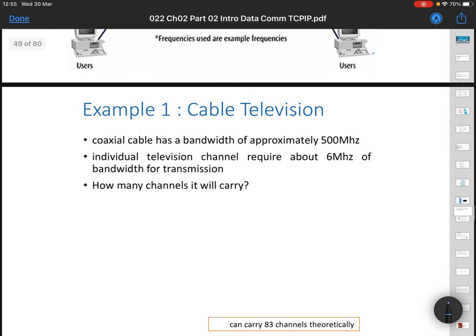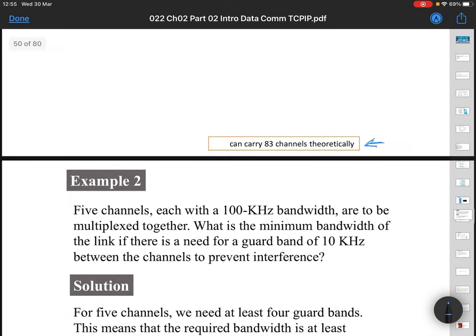Okay. Example 1, cable TV. Coaxial cable has a bandwidth of approximately 500 megahertz. Individual television channel requires about 6 megahertz of bandwidth for transmission. How many channels will it carry? Okay. So, this is the answer. So, you just divide this one. So, it can carry approximately 83 channels in theory.